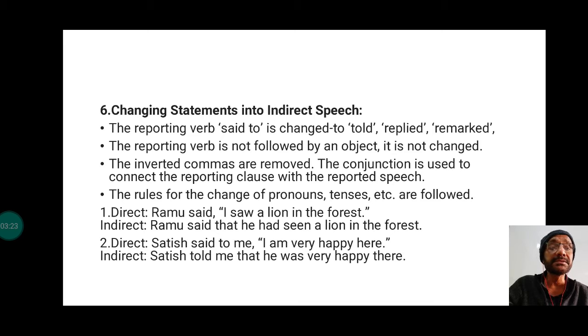Now the second example is with the said to one. Satish said to me, "I am very happy here." What does the indirect speech become? Satish said to can be replaced by told. Now if I add, I asked Satish, how was he feeling there? So the answer would be, Satish replied to me that he was very happy there.